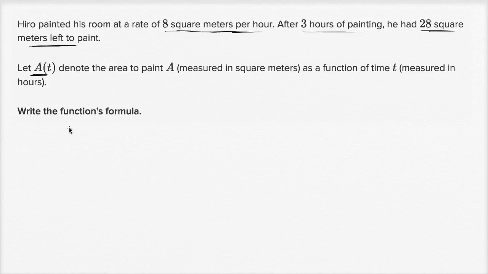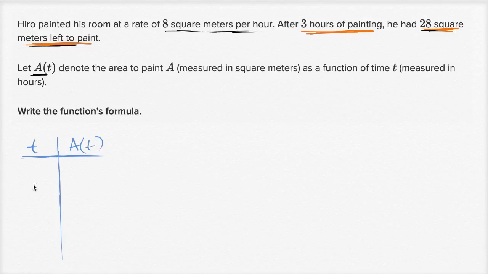So what I like to do is, let's just think about a couple of points here. Let's just make it a little bit tangible for us. So I'll do this in a different color. So let's think about what A of t is at different times. So this is time. This is A as a function of time. And they give us one of them. They say after 3 hours of painting, he had 28 square meters left to paint. And once again, A of t is how much we have left to paint, not how much we have painted.